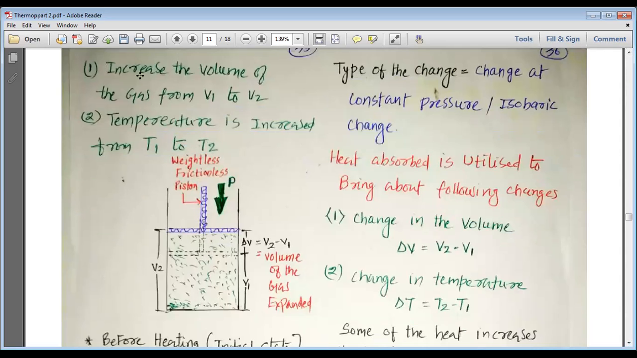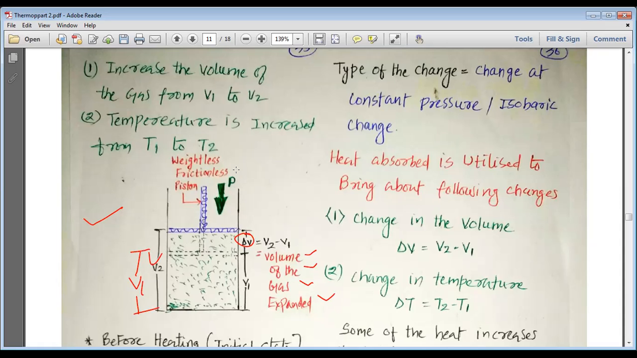there are two changes that majorly take place. One of them is increase in volume from V1 to V2 and increase in temperature from T1 to T2. Due to the change in temperature, the internal energy even changes. So now you can see in the next figure that the volume from V1 has now increased to V2. So this is the change in volume delta V, that is V2 minus V1.